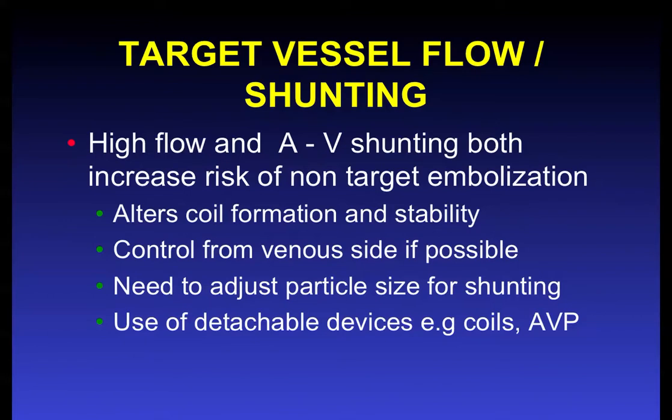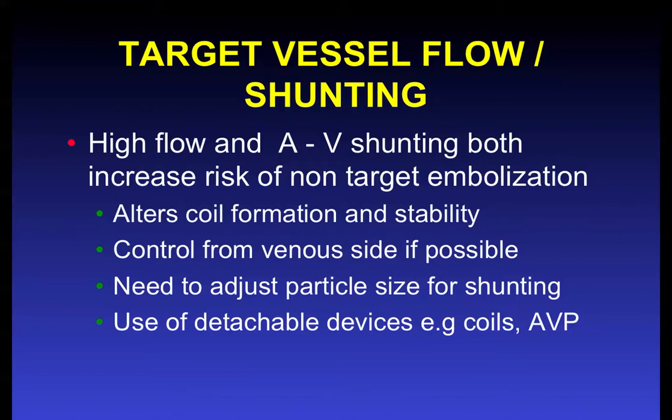AV shunting and high flow situations, Matt's going to talk about a little bit more, so I won't dwell on it too much, but really these are very challenging and higher risk situations, because in high flow and shunting situations, coils don't form the way they normally would. You really need to try to get control on the venous side of an AV fistula, for example, if at all possible, to control those situations.